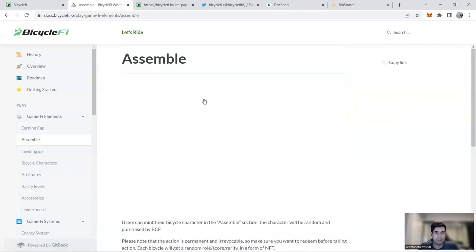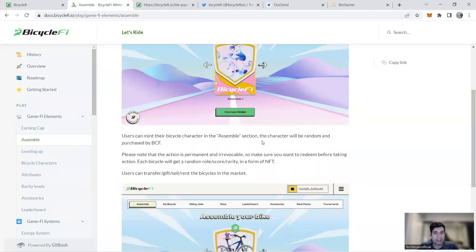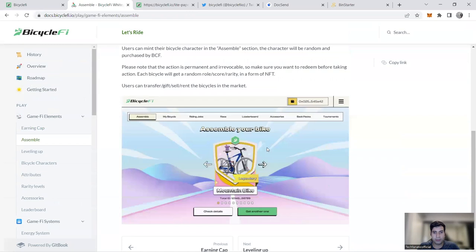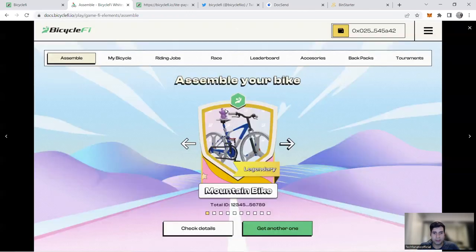They have the assembling function. So you can mint your own bicycle, as I mentioned, using the assemble section. And there will be a random generator where your character comes based on the BCF. You must redeem this and make sure of it, as it's not an action that you can reverse when you're doing this. And you can always sell, gift, or transfer these bicycle NFTs in the marketplace that they will have to other people. So this is, for example, the mountain bike.